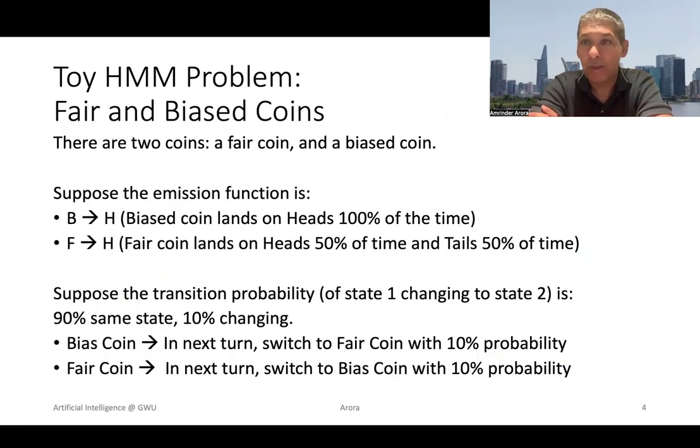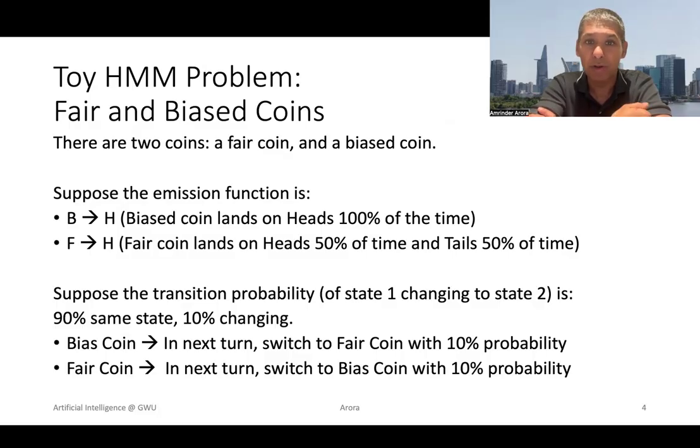Okay. We start our understanding of the HMM problem by using a toy problem with two kinds of coins, a fair coin and a biased coin. The fair coin lands on heads and tails 50% of the time. And the biased coin gives just heads all the time. Now your toy problem could be different. You could have 2 coins, 3 coins, slightly different distributions, etc.